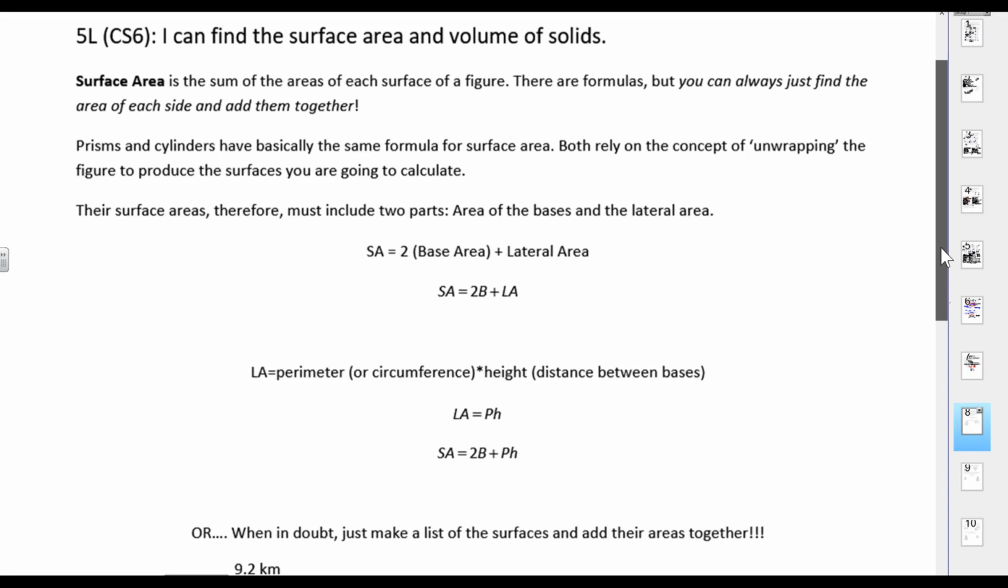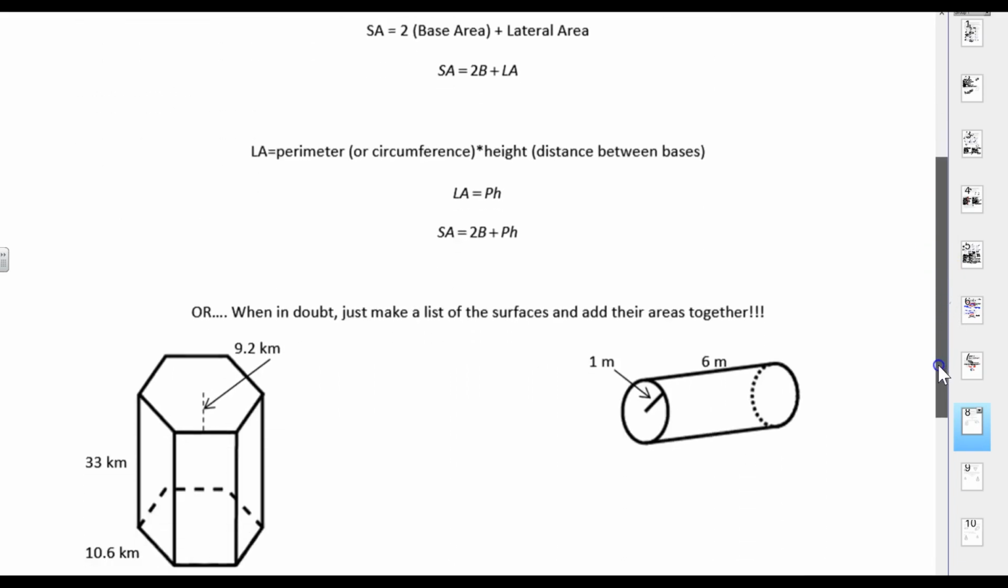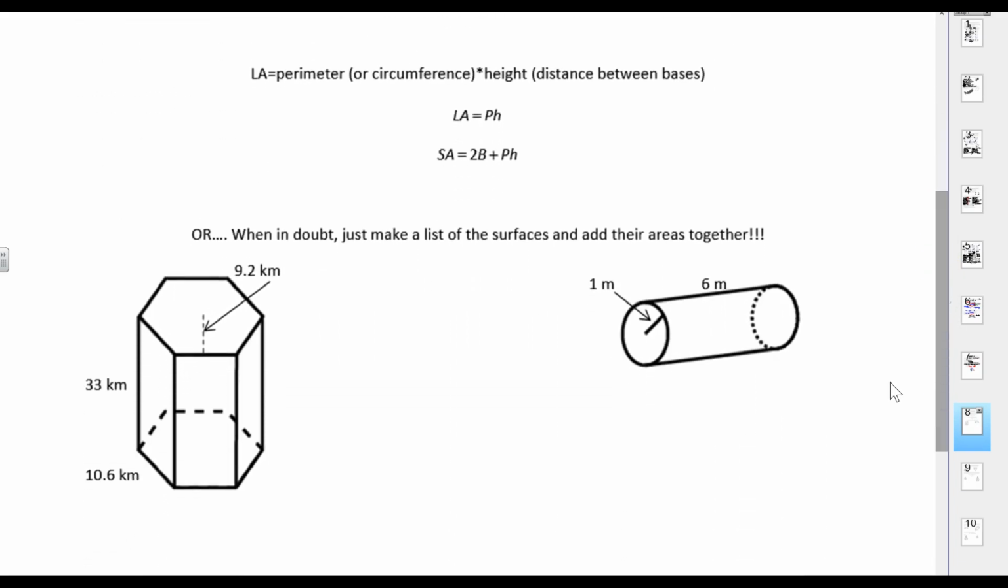Their surfaces therefore must include two parts. We have the area of the two bases, so those are the two pieces that are parallel, and we have the lateral area. That's the part that wraps around. Well, the lateral area always unwraps to be a giant rectangle. And that giant rectangle, one side is equal to the perimeter or circumference of the base, and the other is the height of your prism. It's the distance between the bases. So your lateral area is equal to perimeter times height. And your surface area is 2 times the area of the base, because there are two bases, plus perimeter times height. Or, when in doubt, just make a list of the surfaces and add them all together.